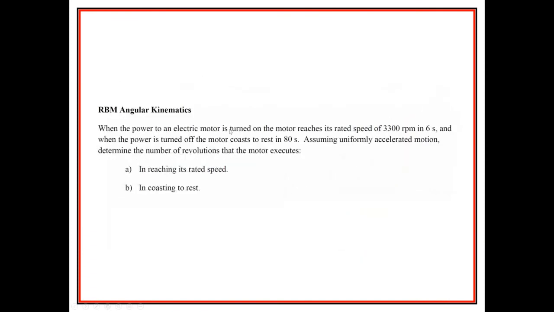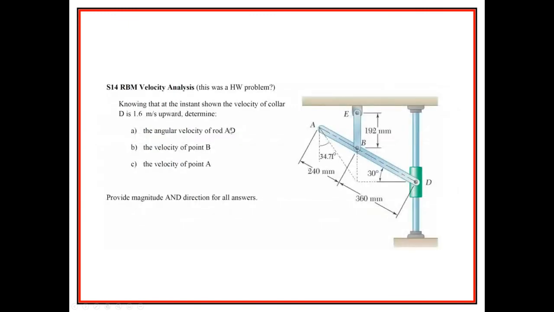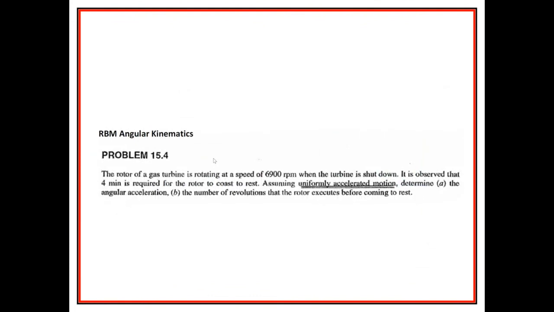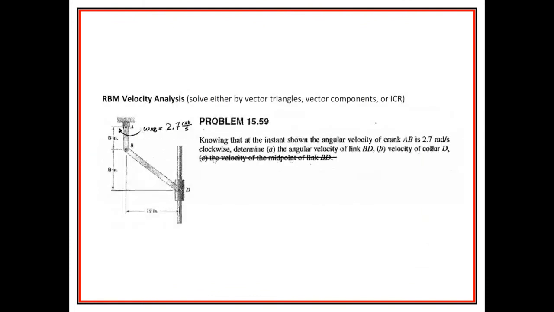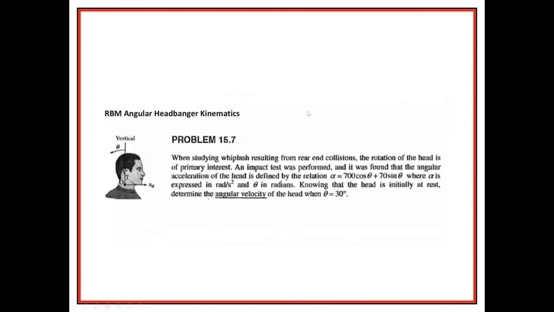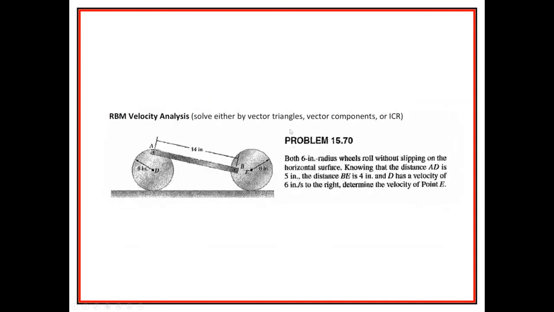But here was another one that was angular kinematics. Here from 2014, so here was the velocity analysis. And I didn't say whether to use ICR or not in there. And then acceleration analysis. And then here were some more problems, right? So these were just some more problems to play around with. And it says either vector triangles, vector components, and by vector components we mean the 3 diagram method. And there's angular acceleration. So there's another one. Headbangers, kinematics, and then I said either any of these 3 methods.